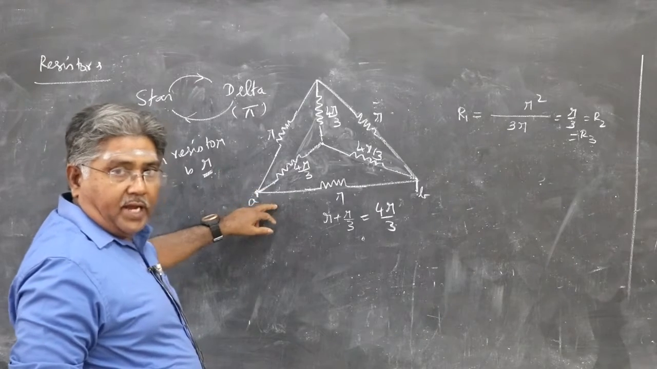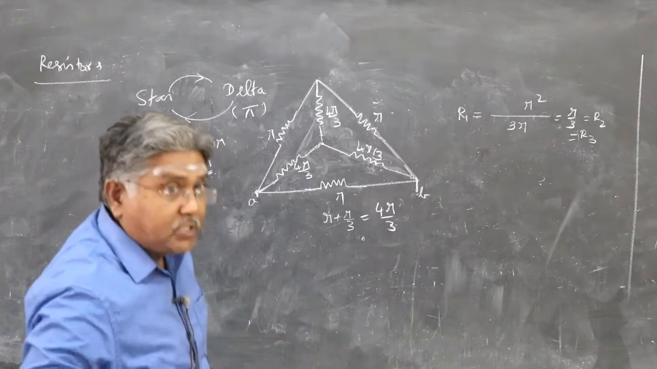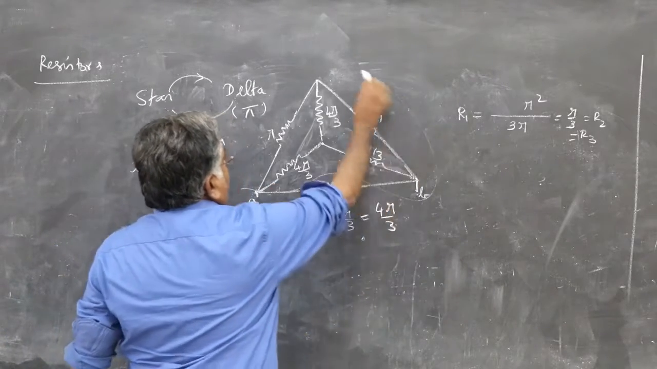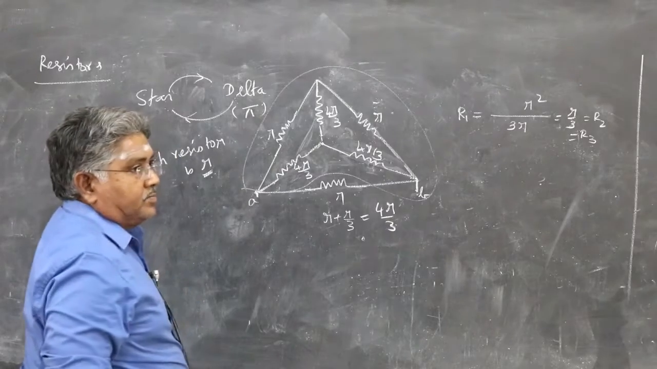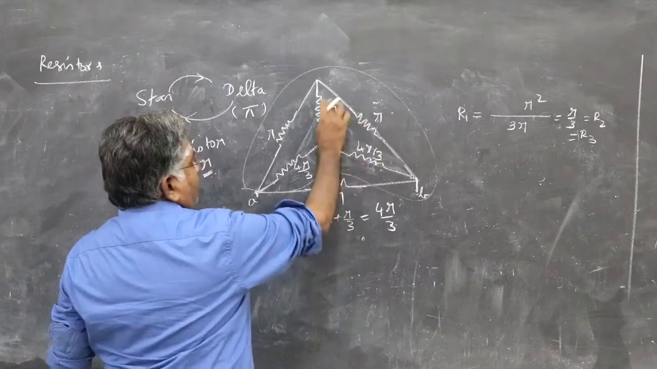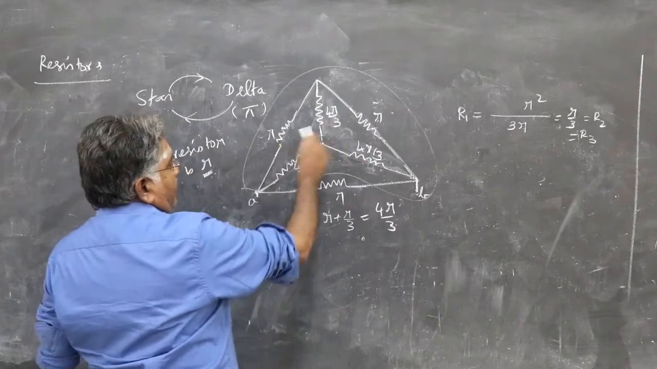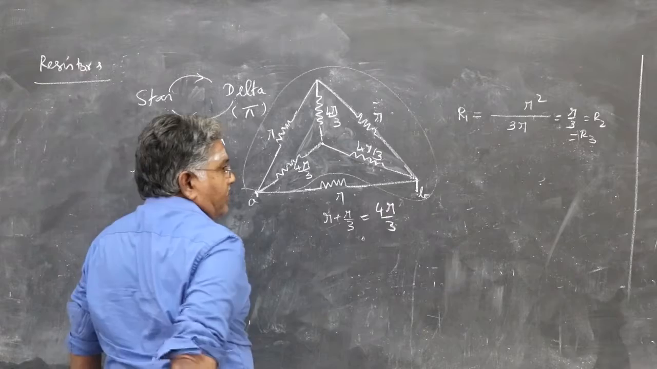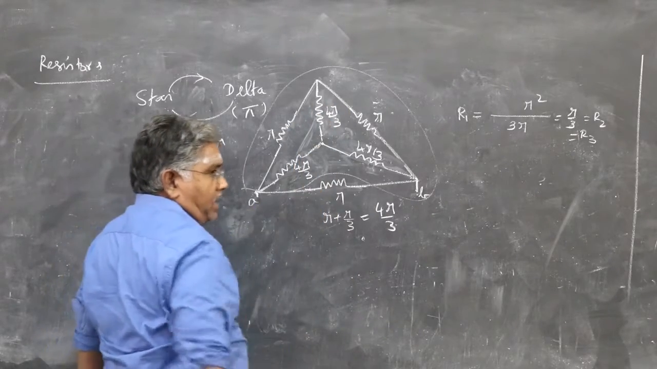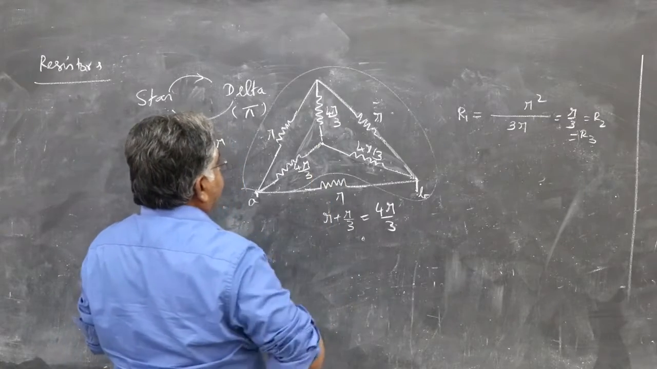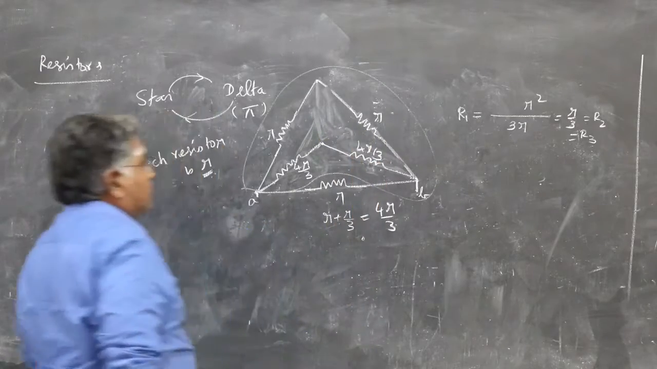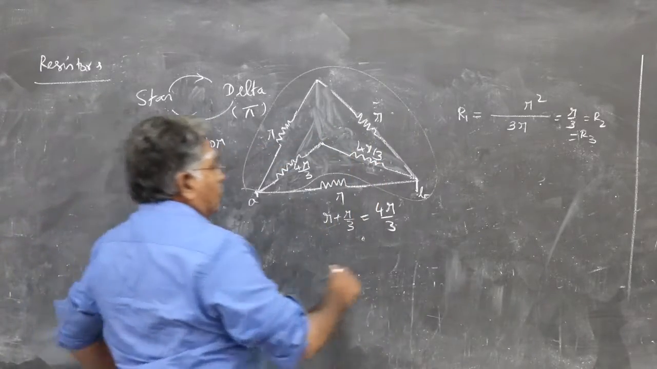Now you can see inside there is a balanced Wheatstone bridge. Because you see 4R by 3, 4R by 3, R, R, 4R by 3, so the ratio of the resistances will be equal. So this is a balanced Wheatstone bridge. In parallel with this you have R. Therefore remove this, no current will flow through it. So R and R in series, so 2R.